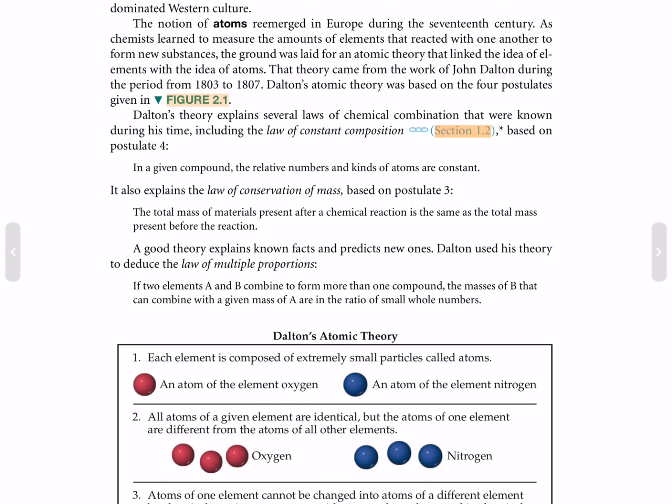The total mass of materials present after a chemical reaction is the same as the total mass present before the reaction. A good theory explains both facts and predicts new ones. Dalton used his theory to deduce the law of multiple proportions: if two elements A and B combine to form more than one compound, the masses of B that can combine with a given mass of A are in the ratio of small whole numbers.